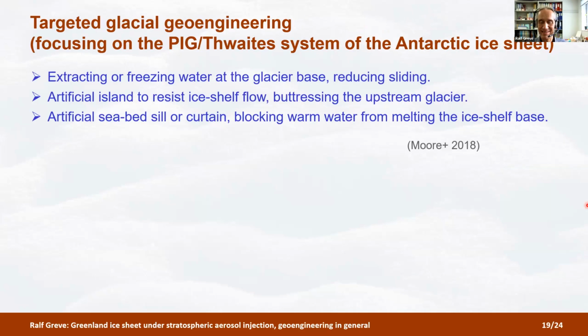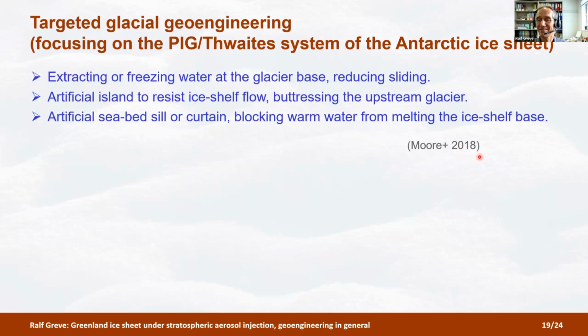So a bit more specifically, focusing on cryospheric topics, glacial geoengineering. There are some ideas around that mainly focus on the Pine Island glacier system of the Antarctic ice sheet, because this is possibly already unstable, or at least on the brink of instability. And we know that if the West Antarctic ice sheet on the whole becomes unstable, it will produce a multi-meter sea level rise, possibly within a relatively short amount of time, centuries or so.